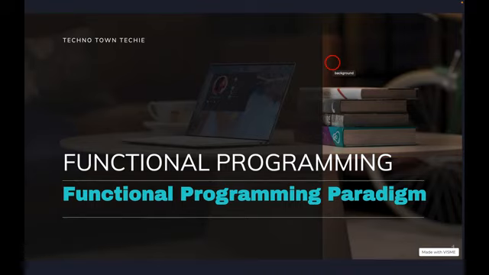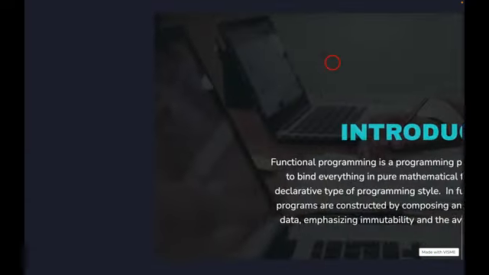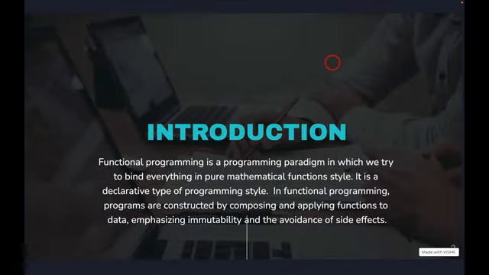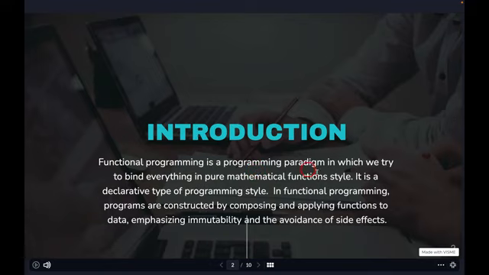Before that, I would like to discuss what is functional programming and what are the key concepts of functional programming, and what are the advantages and what are the disadvantages of this functional programming. So I'm going to discuss about that. Okay, so first of all, what is functional programming? Functional programming is a programming paradigm in which we try to bind everything in pure mathematical functions or equations style. So it is a declarative type of programming style.